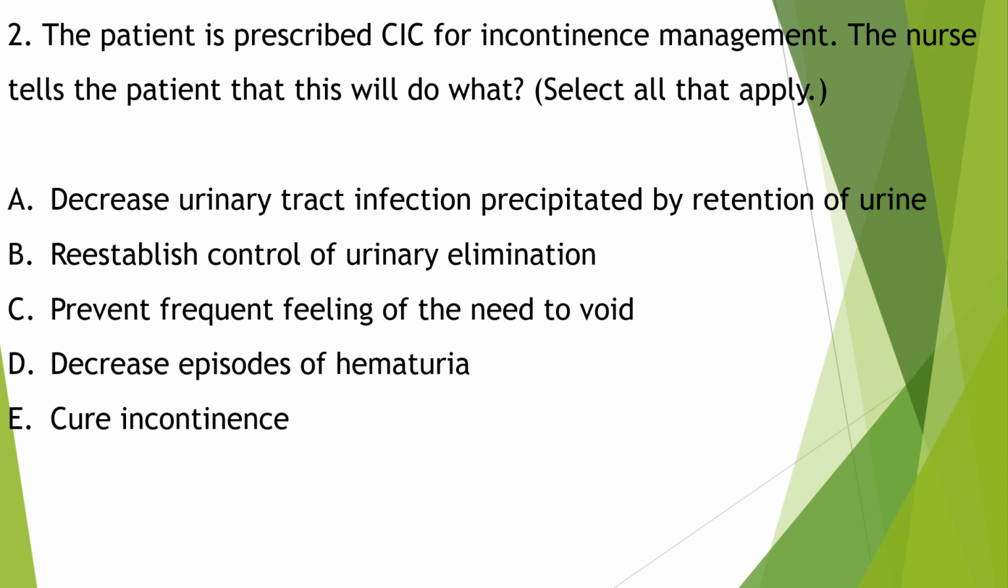Clean intermittent catheterization (CIC) will not decrease episodes of hematuria or cure incontinence. What it does is decrease urinary tract infection precipitated by retention of urine, re-establish control of urinary elimination, and prevent frequent feeling of the need to void.